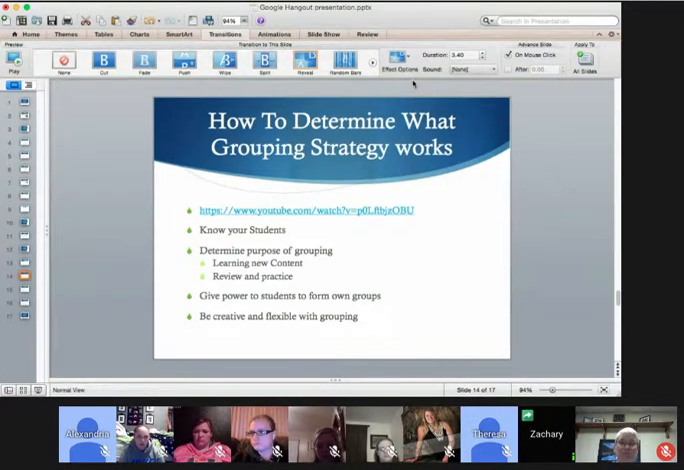You can also be very creative and flexible with grouping. You can group students in just about any way. You could use eye color, whether they're right or left-handed, number of siblings they have, musical preferences, all sorts of different types of grouping that you can use. It's going to promote learning, and it's going to help students learn, engage, and hopefully grow along with you.